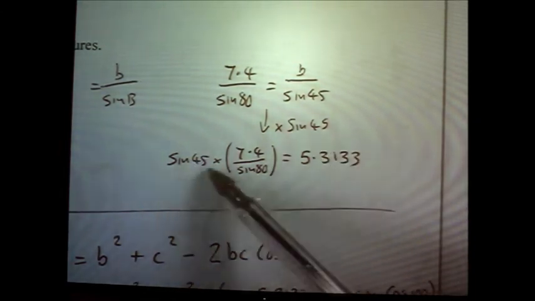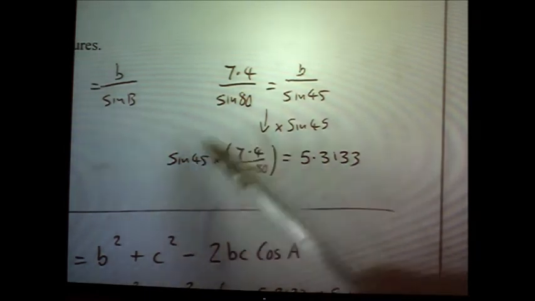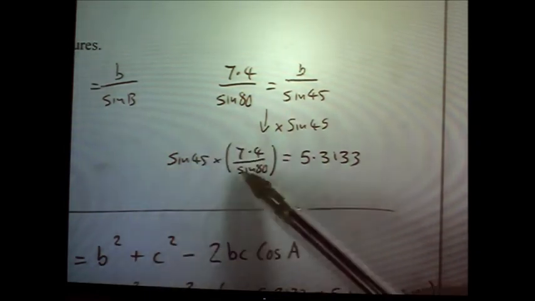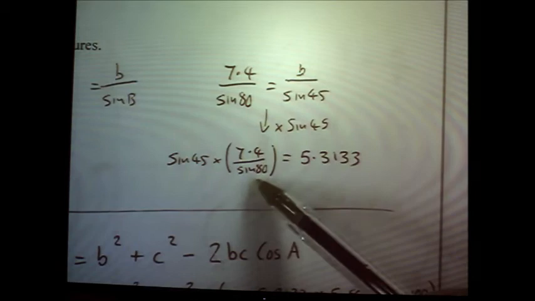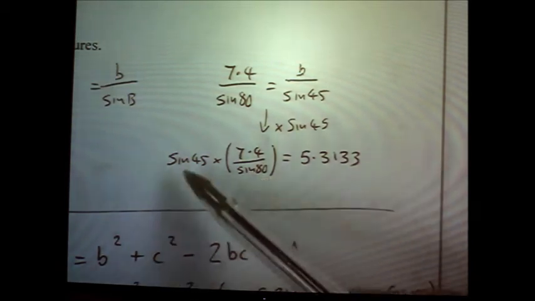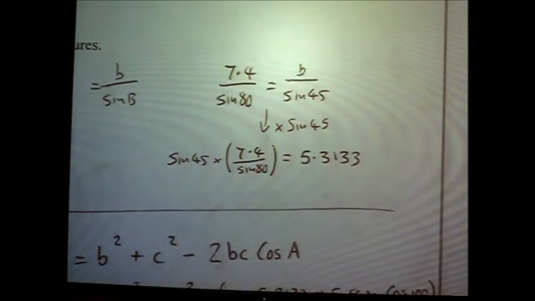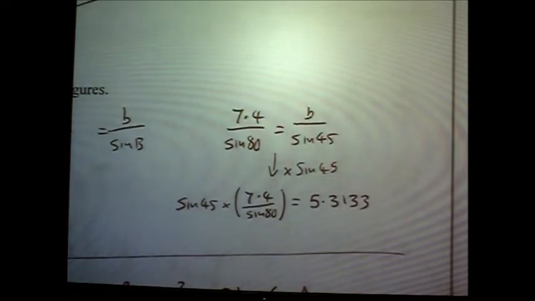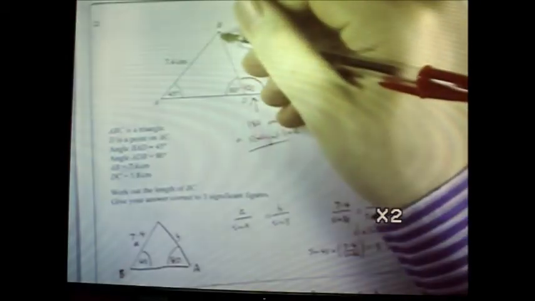Just a little quick tip here, when you're doing this one on a calculator, if you're not really confident using brackets, I actually did 7.4 divided by sine 80 equals, then times it by sine 45, because otherwise you might get a calculation error. So 5.3133, that is the length of this line here.